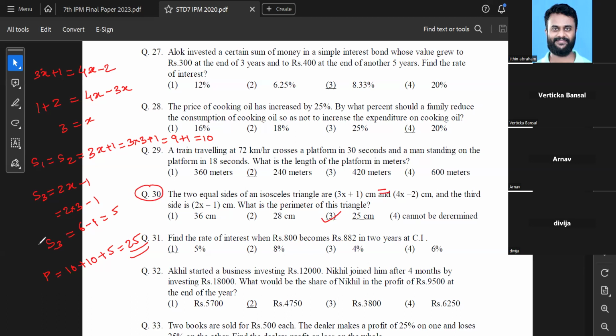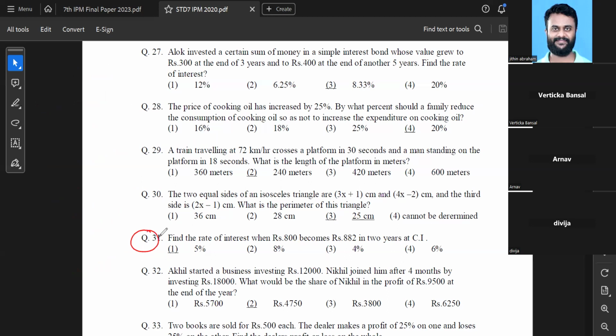Let's go for the next question, dear children. That is the 31st problem. Find the rate of interest when 800 rupees becomes 882. So the formula goes like this. Total amount is equal to principal times the bracket 1 plus rate of interest upon 100, raised to the total tenure.